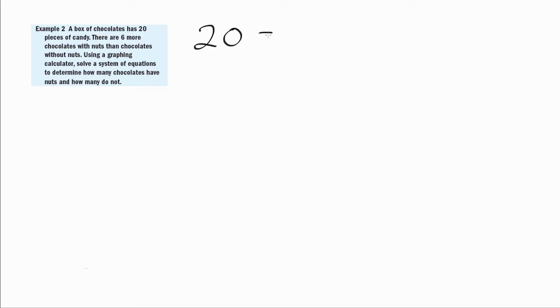20 equals, and there are more chocolates with nuts than chocolates without nuts. So I need a variable for each of those. I'm going to use C for chocolates without nuts, and for chocolates with nuts, I'm just going to use N. So 20 equals the number of chocolates without nuts plus the number of chocolates with nuts. That's total is 20.